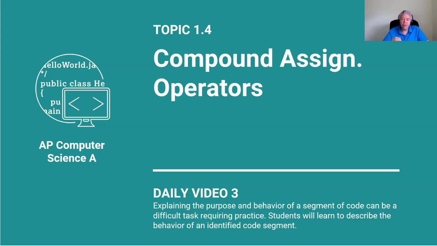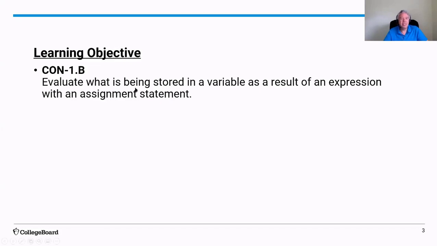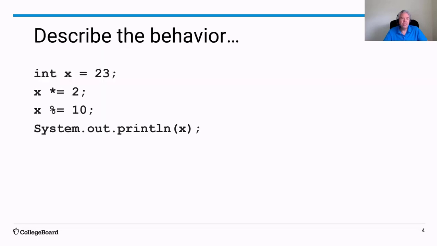We're going to look at how we describe the behavior of an identified code segment. We want to look line by line and be able to describe what each line does. As far as our key learning objective, we're going to continue with the same objective that we've been dealing with in earlier videos in this topic. We want to evaluate what's being stored in a variable as a result of an expression with an assignment statement, but we want to focus on the specific skill of being able to interpret what a segment of code does by looking at it line by line. I'm going to model one first, and then I'm going to give you a chance to work through one on your own.